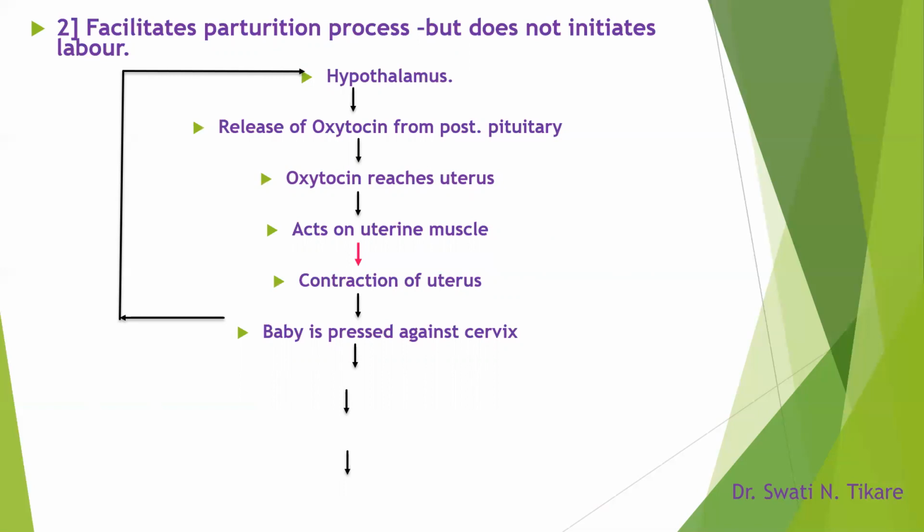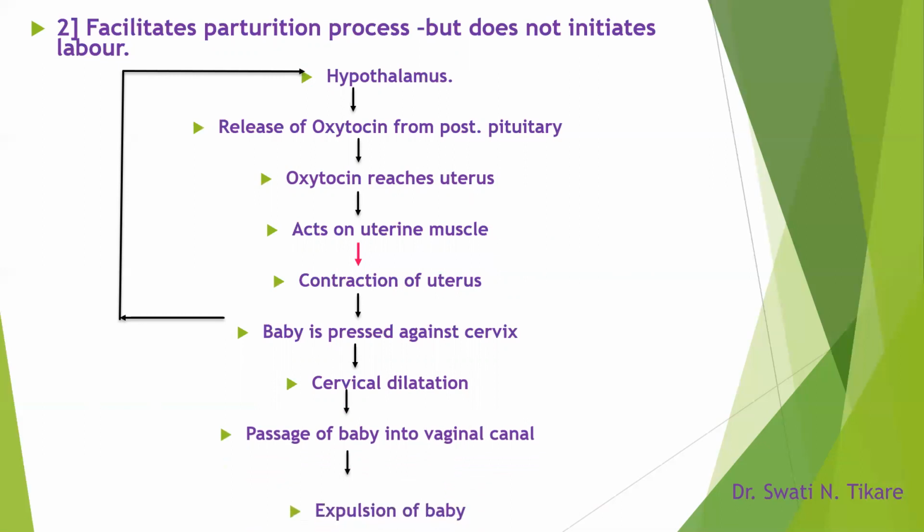More and more stimulus reaches the hypothalamus and more oxytocin is released, and thus ultimately there is cervical dilatation, the passage of the baby into the vaginal canal, and expulsion of the baby. So this is how oxytocin plays a major role in the process of parturition.